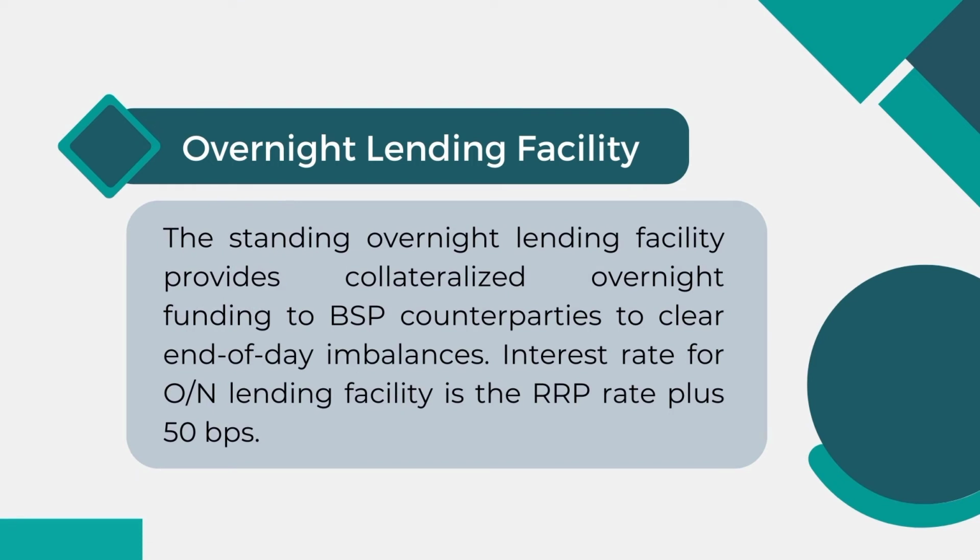The Standing Overnight Lending Facility provides collateralized overnight funding to BSP counterparties to clear end-of-day imbalances. The interest rate for the overnight lending facility is the RRP rate plus 50 basis points or 0.50 percentage point. And the interest rate for the overnight lending facility serves as a ceiling for the overnight interbank rate.